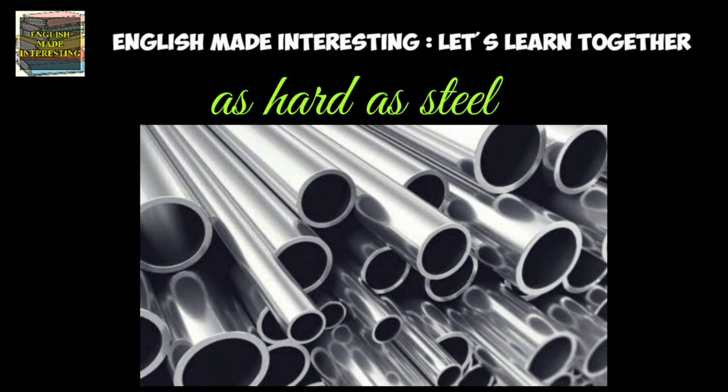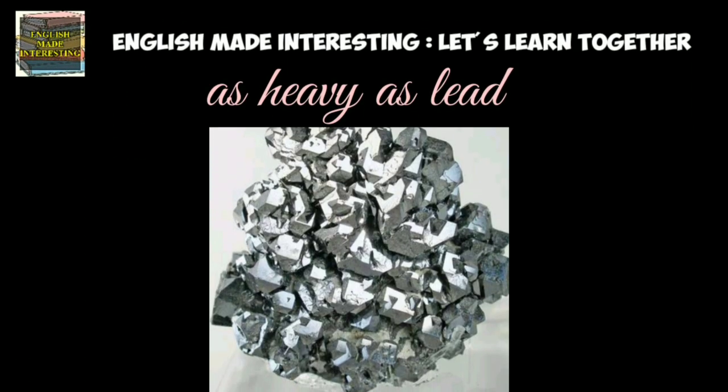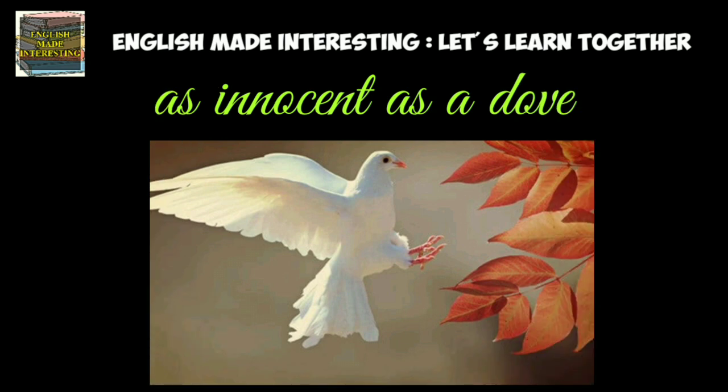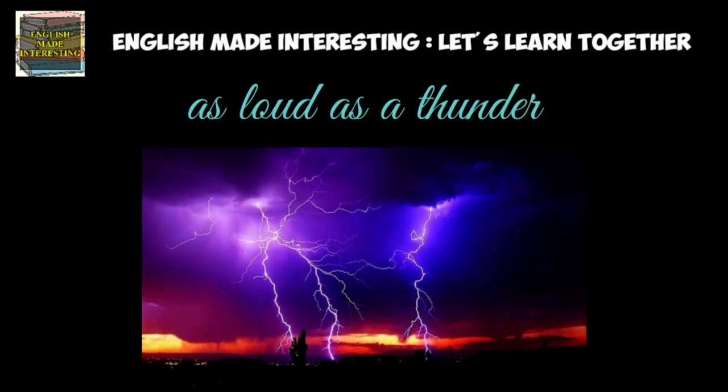As hard as steel, which means something firm or rigid and not easily dented or crushed, or someone who is very tough by physical labor. As heavy as lead, which simply means something that is too heavy. As innocent as a dove, which means to be gentle and not harming anyone. As loud as thunder, it refers to something that is very loud.